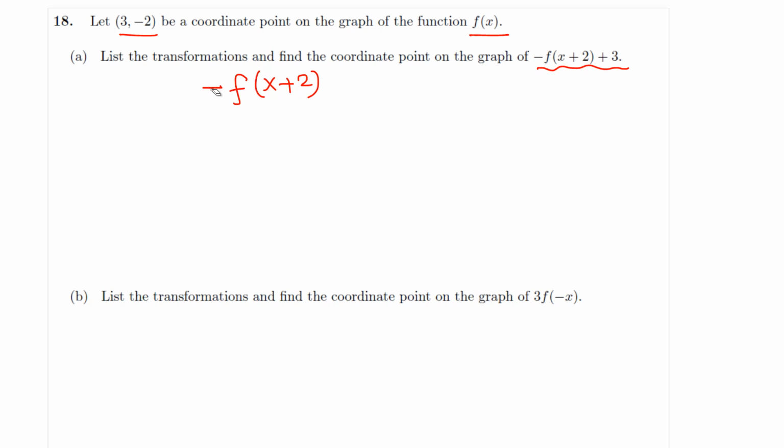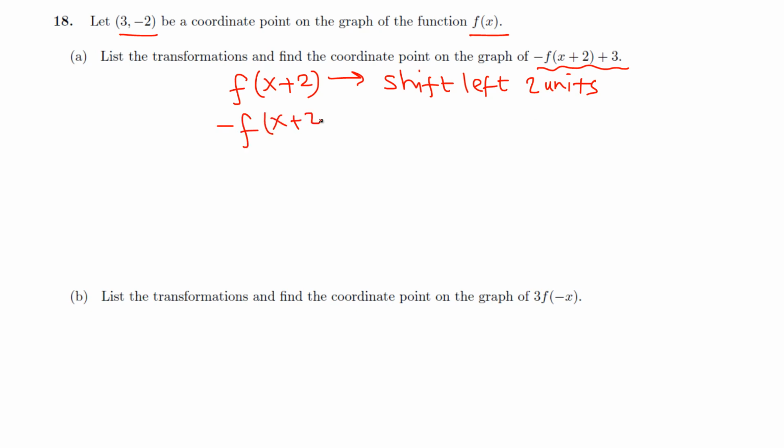If we ignore this negative for a moment, f(x + 2) means that's the horizontal shift to the left, because plus 2 means left. So shift left 2 units. Okay, then when we have the minus, that means we flip across the x-axis.